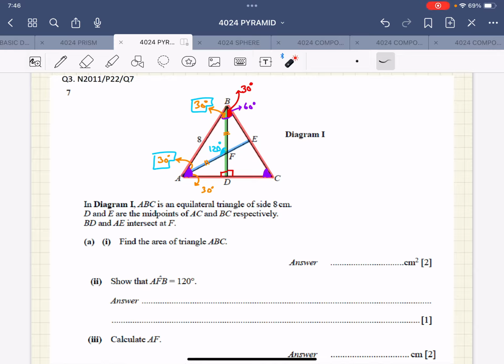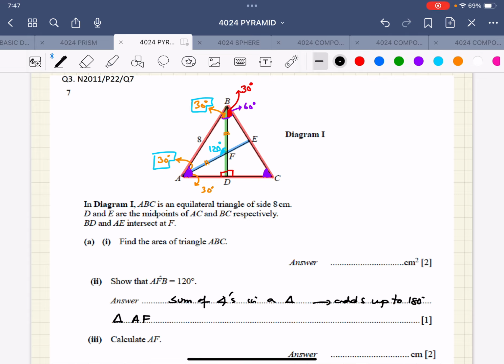The answer is that we can say the sum of angles in a triangle adds up to 180 degrees. And before that, I can say even before that, focus on the triangle that is AFB. There are two angles of 30 degrees each. Therefore, AFB is 120 degrees.